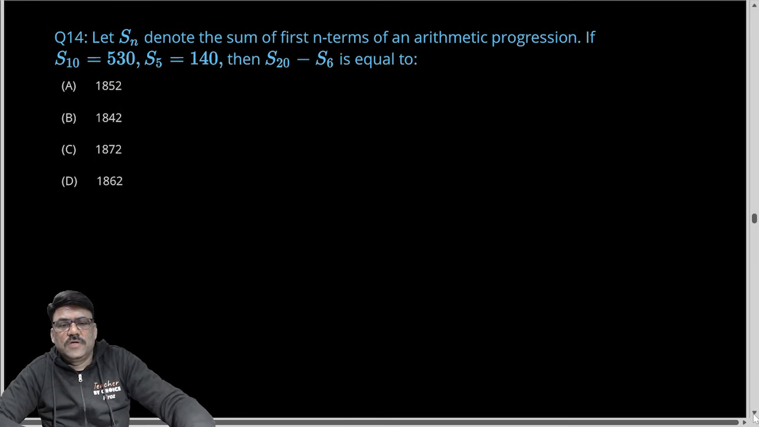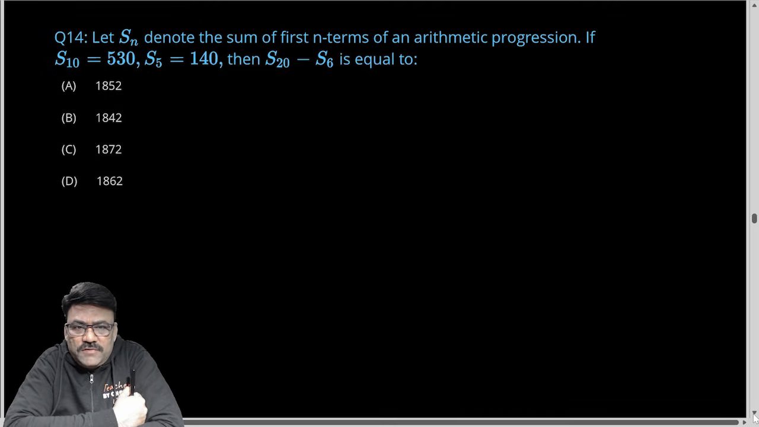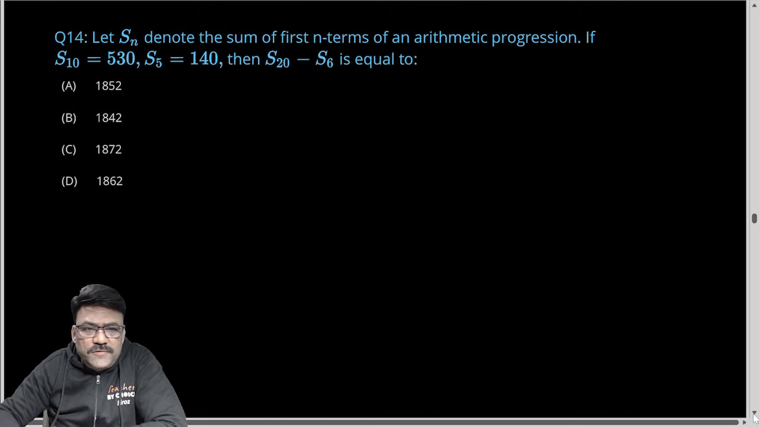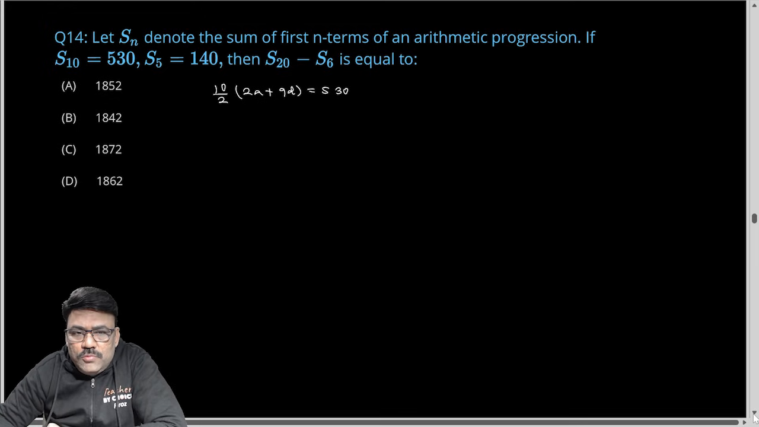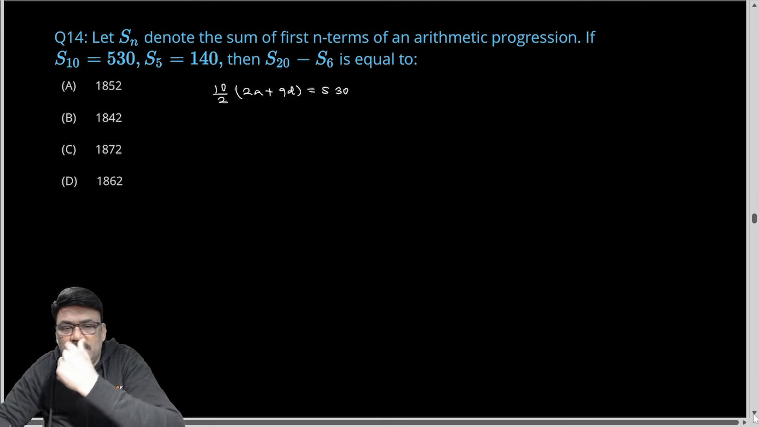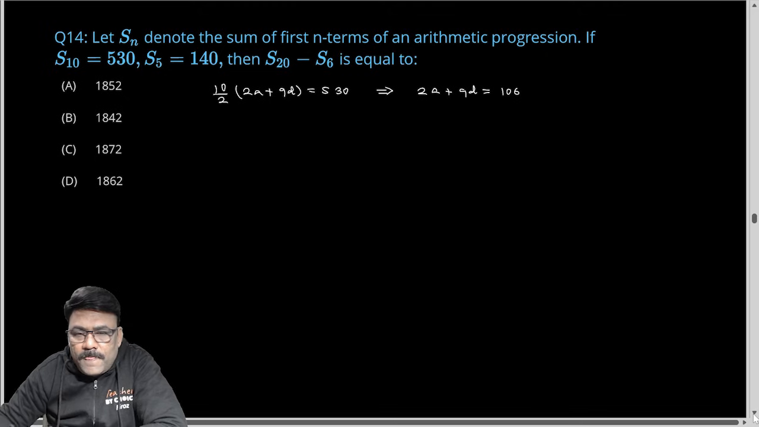See this question. This is from arithmetic progression. Sum of 10 terms of this arithmetic progression is 530 and sum of 5 terms is 140. So then what will be sum of 20 terms minus sum of 6 terms? Let's write sum of 10 terms first. Sum of 10 terms is 10 by 2 into (2a plus (10 minus 1)d, which is 9d), and it is 530. So I'm getting 2a plus 9d is 53 into 2, which is 106.